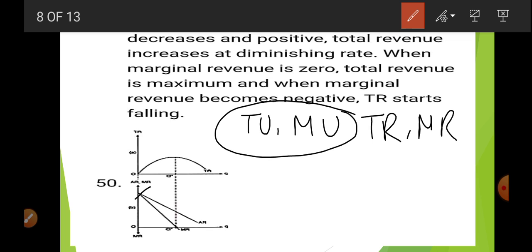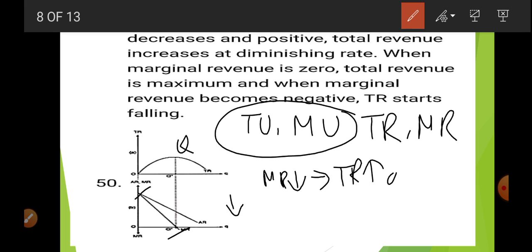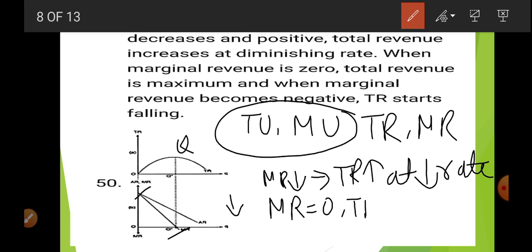You can see from this point to this point, marginal revenue is decreasing. When marginal revenue is decreasing, till the point Q, TR is going to increase at a diminishing rate. And when MR is equal to 0, at that time total revenue is maximum. Total revenue is maximum.